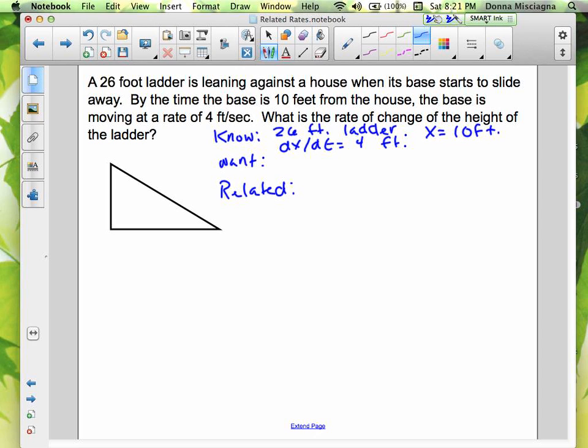Okay, so actually I'm going to label these things. This would be x, this would be y, this would be the ladder here, which is 26. x is 10. dx/dt, it's moving that way, is 4 feet per second. What we want to know is the rate of change in the height of the ladder. We want to know dy/dt.